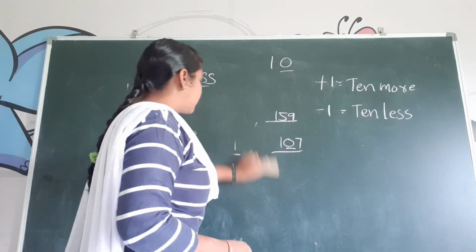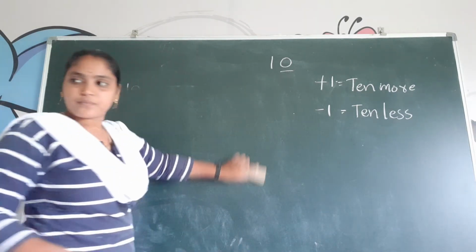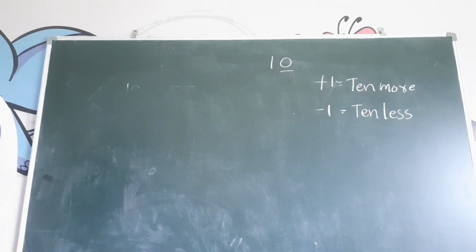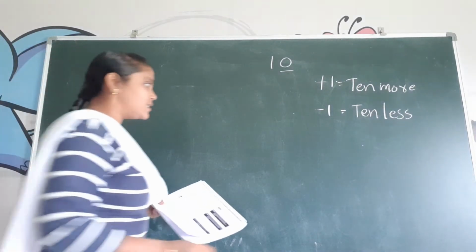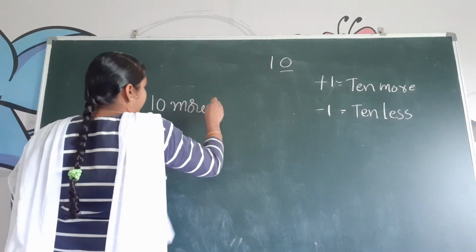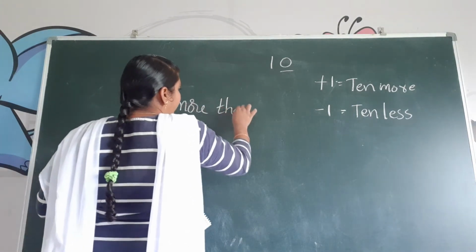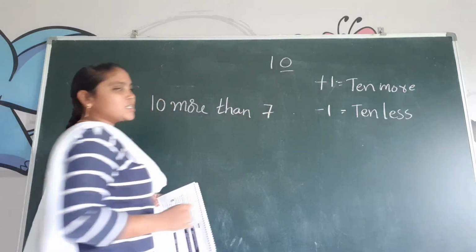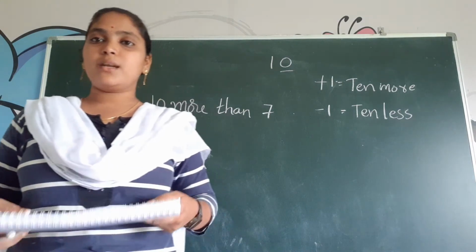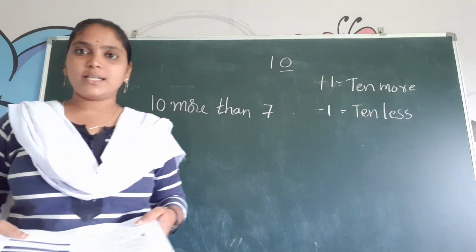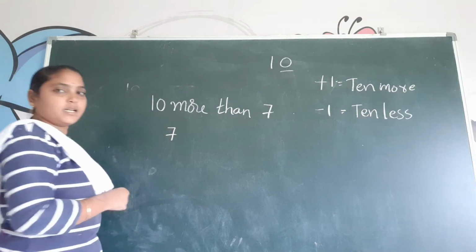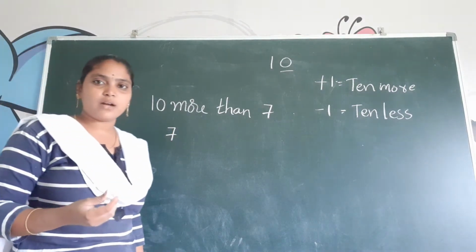Now we are given 2.11. How many digits will be there in 10 more than 7? Now what do we have to find? How many digits are there in 10 more than 7? So first we have to find what is 10 more than 7. Okay, what do you have to do?